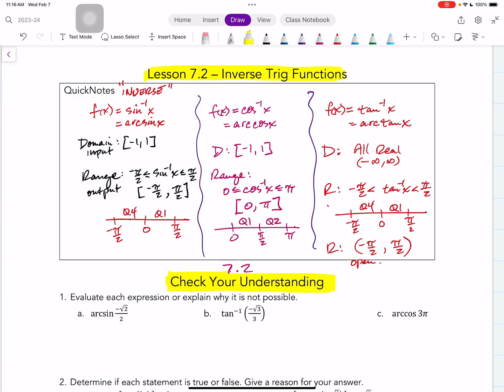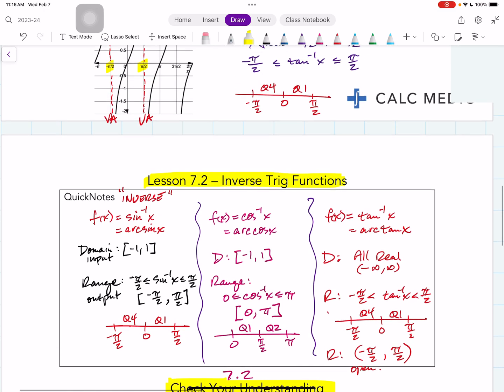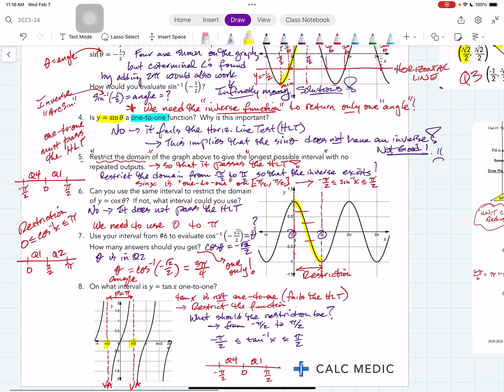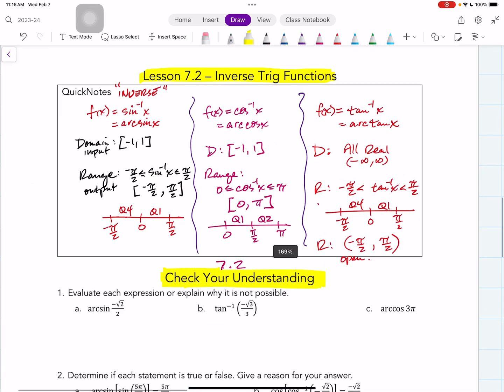We're going to get into lesson 7.2 here on inverse trig functions and talk about how to handle those check for understanding problems. This is part two. In my previous video, I went through the first page, basically, and all the learning targets in the summary.